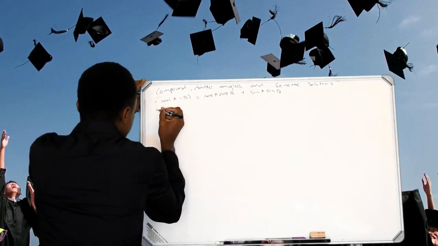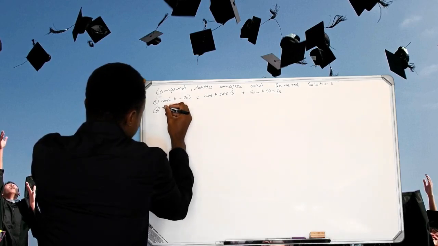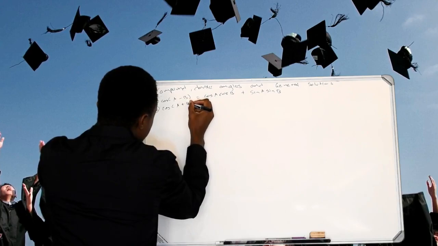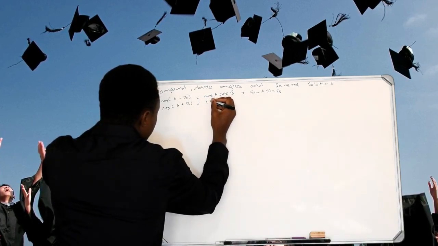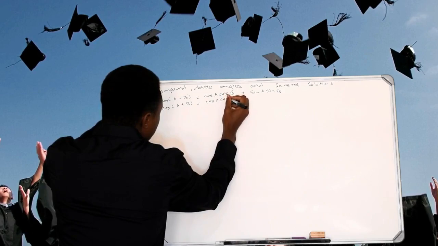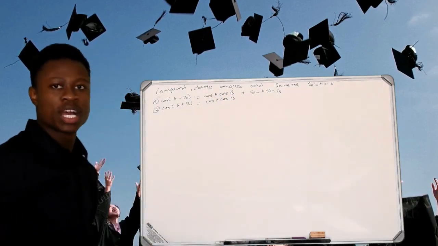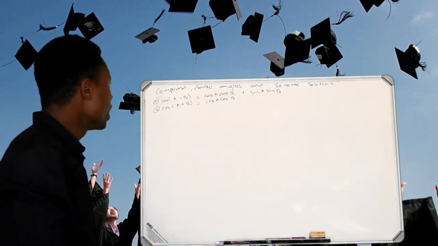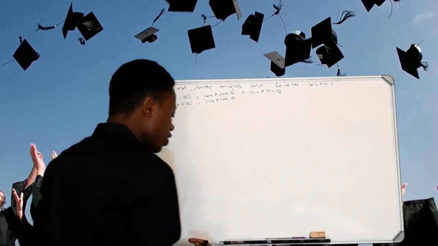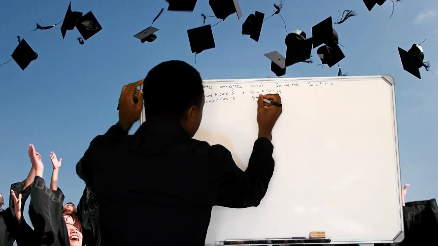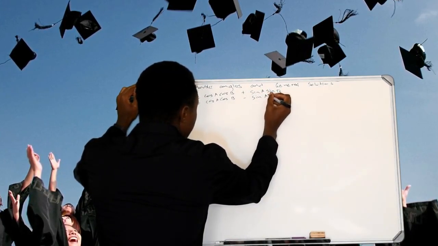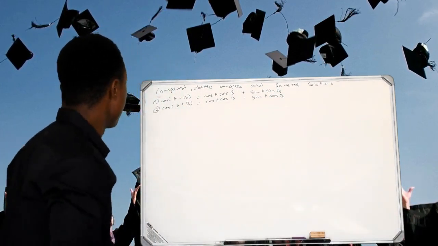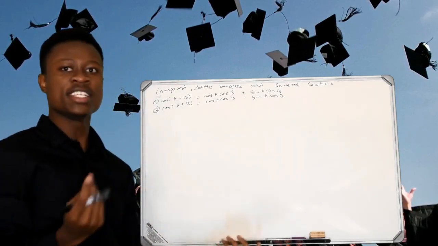Let's look at the second one. If we're looking at cos A plus B, what does it become? What do you think is the sign in front of that? The sign is obviously negative because the sign changes. It's the opposite sign. So it becomes negative and everything else stays the same. Those are the first two, and those are easy to remember.